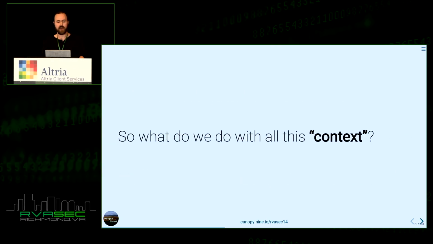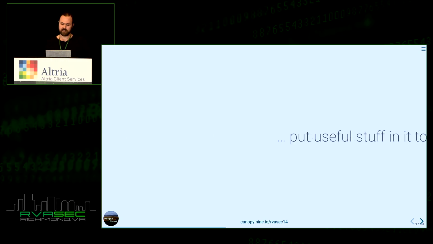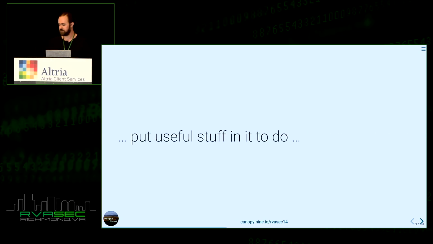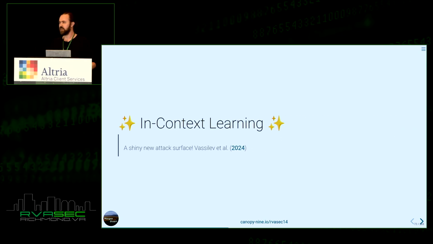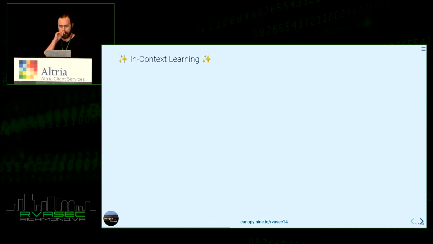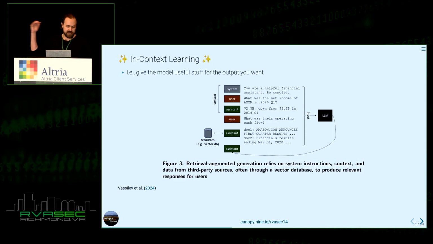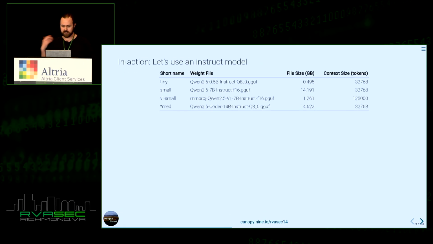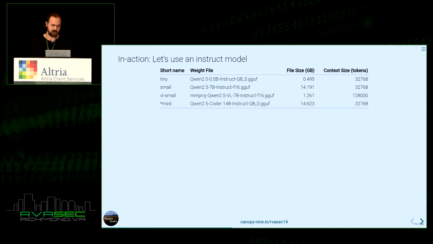So, what do we do with all this context? We put useful stuff in it. That's really what it comes down to. In-context learning was the big push. Honestly, when it came out, we were able to see that these models had emergent capabilities. You could show them different examples, and they were able to produce new examples. It really was amazing. But of course, there are problems we can run into here. NIST has a nice RAG diagram here, retrieval augmented generation, but we're just going to jump into some more examples and actually run some models.